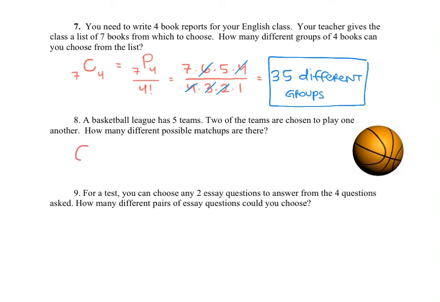So this is the combination of 5 choose 2. There's 5 teams and 2 spaces. So that's going to be the permutation of 5 choose 2 over 2 factorial. Well, the permutation of 5 choose 2 would be 5 times 4 over 2 times 1. I can simplify the 2 goes into 2 once and into the 4 2 times. And so my answer is 10 different matchups.